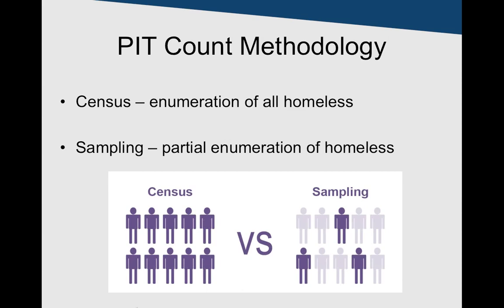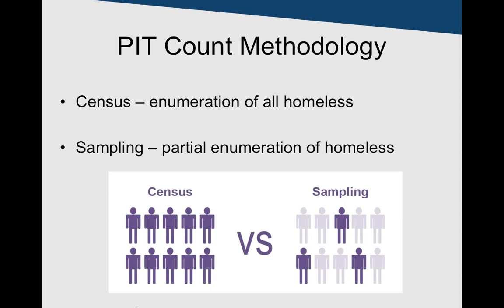So let's talk a little bit about some of the point-in-time count methodologies we can use. HUD wishes to ensure that all CoCs are collecting accurate and reliable data on the total number and characteristics of all persons experiencing homelessness residing in their geographic area on a single night. HUD understands that CoCs cannot count everyone, nor can they count everywhere. So they allow CoCs to use either a census or a sampling approach, or a combination of those.